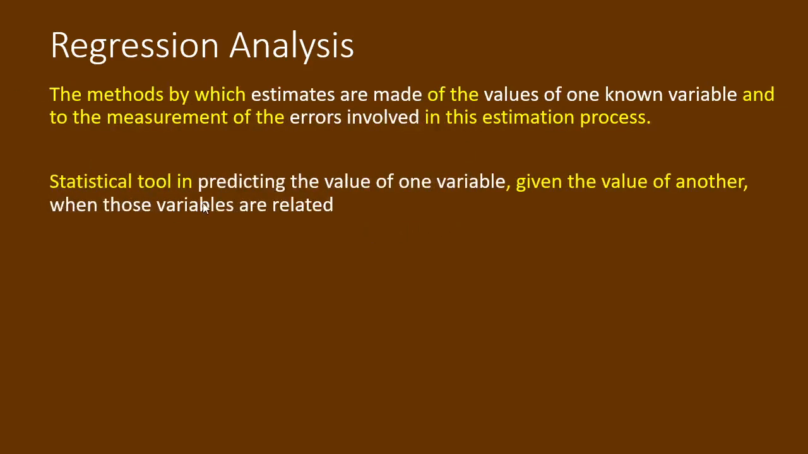It's a statistical tool for predicting the value of one variable given the value of another. We predict the value of one variable when we already know the values of another, when those variables are related. It's a very important term here.